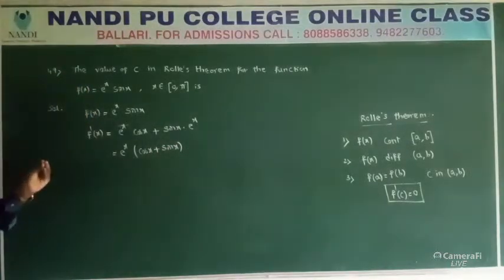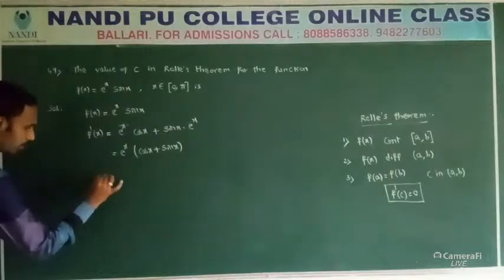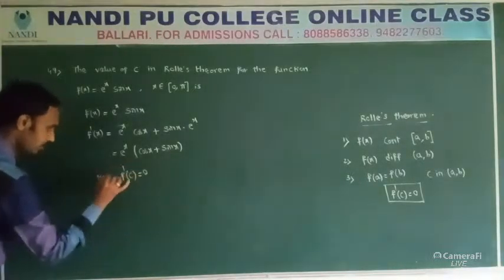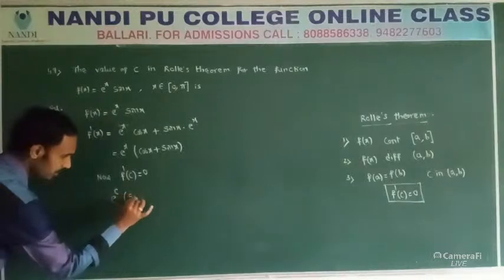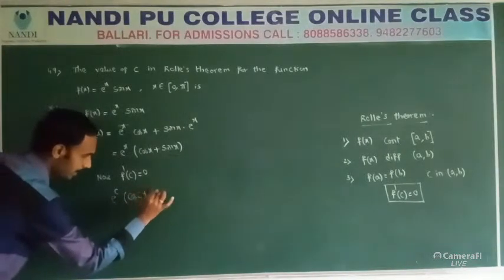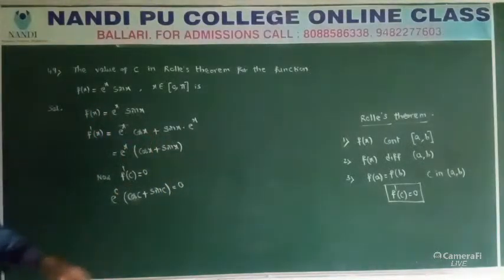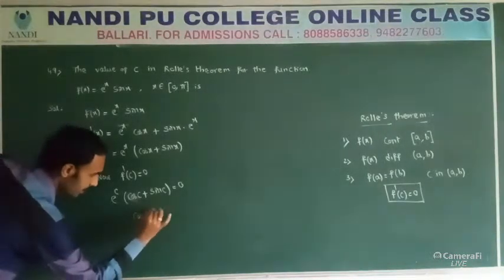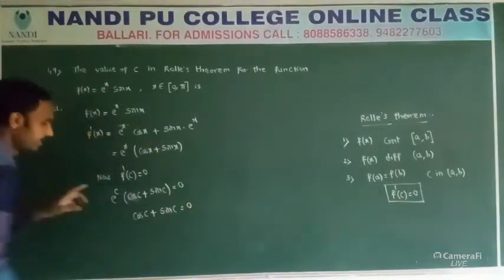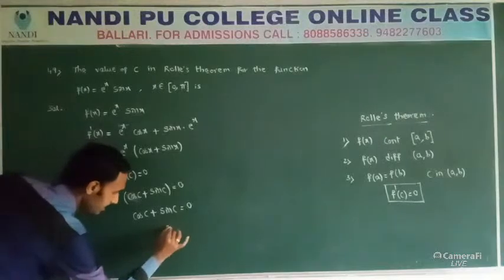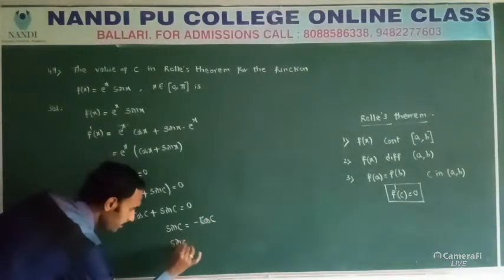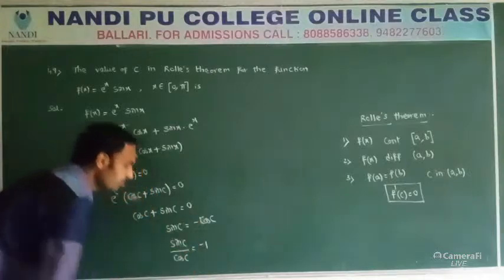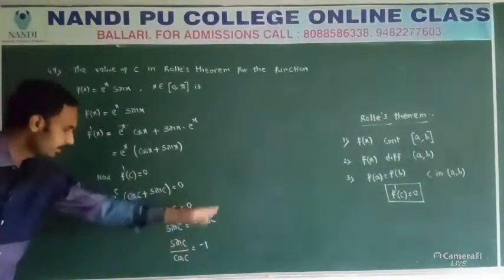To get the value of C, use the formula f dash of C equal to 0. Now, f dash of C is equal to 0. This is f dash x, put x value C: e power C into cos C plus sin C is equal to 0. From this I am going to find the C value. Right, cos C plus sin C is equal to 0, since 0 by e power C is 0. Sin C is equal to minus cos C. Sin C divided by cos C is equal to minus 1.